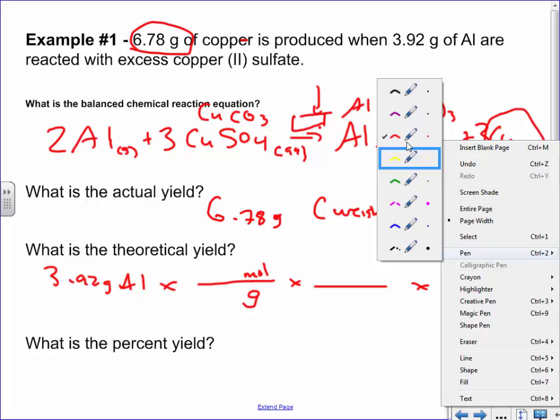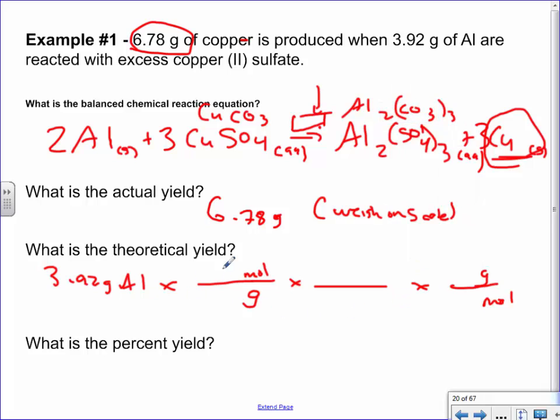So now I'll use a new color to help keep straight here. We need right here for it to be aluminum's molar mass, which is 26.98. Then for our ratio, we want to get rid of our 2 aluminums, and the relationship between aluminum and what we're looking for, we were trying to make copper, is 3 coppers for every 2 aluminums. And then the final step here is that copper's molar mass is 63.55.